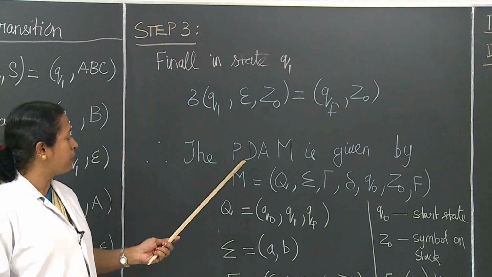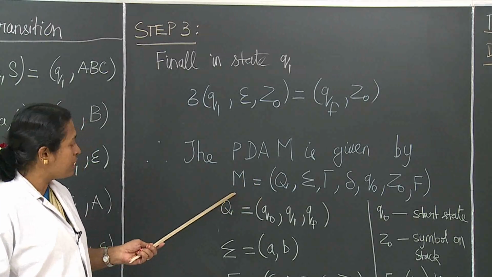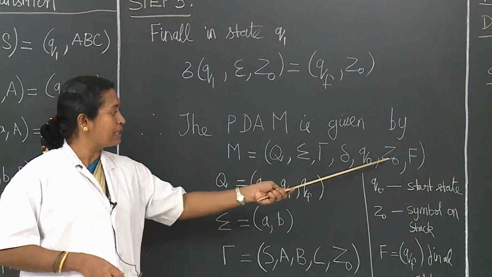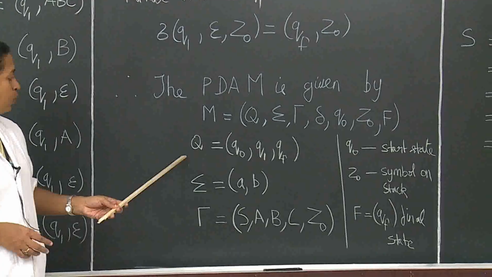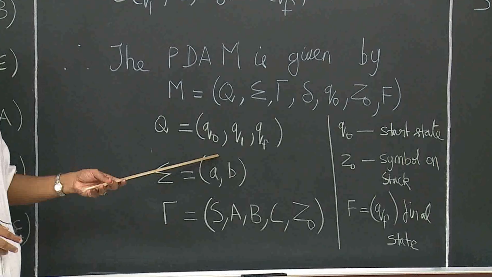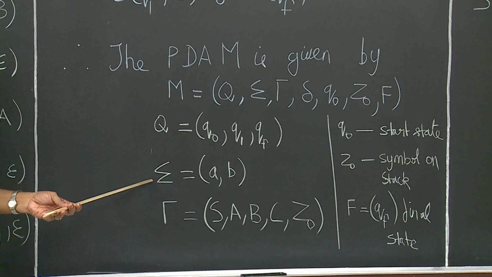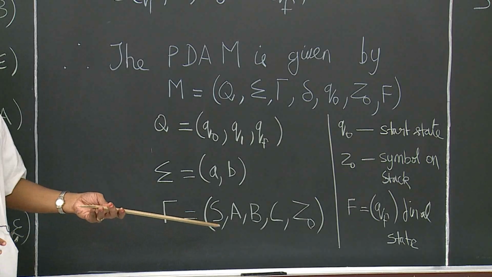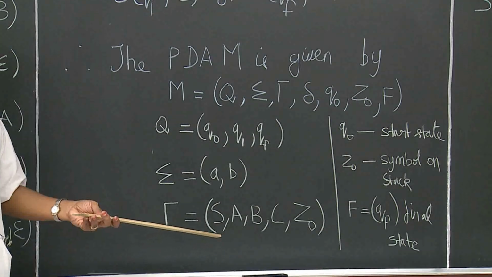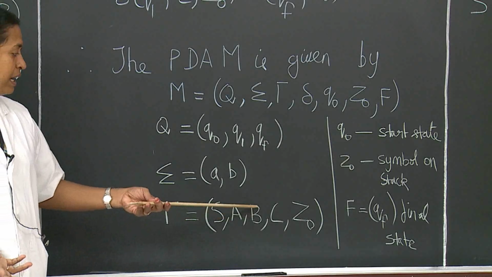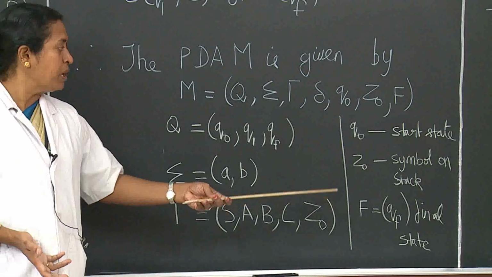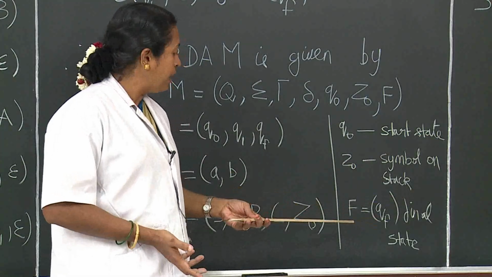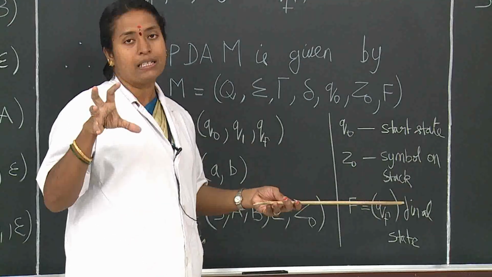So for a given PDA, the machine is (Q, sigma, tau, delta, Q0, Z0, F). Here Q stands for the states we have: Q0, Q1, QF. The input symbols are a, b, that is, the terminals. Here tau, the stack symbols, will be all the non-terminals: capital S, capital A, capital B, capital C and Z0. Q0 is the start state, Z0 is the initial symbol on the stack, and F is the set of final states.